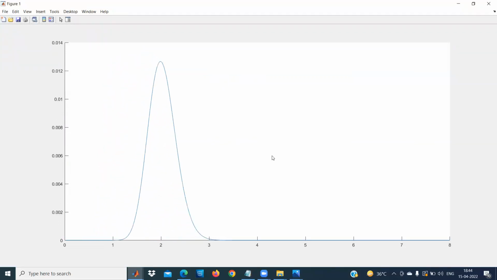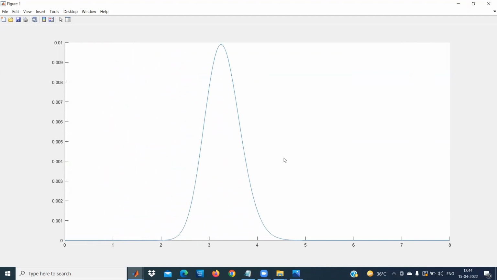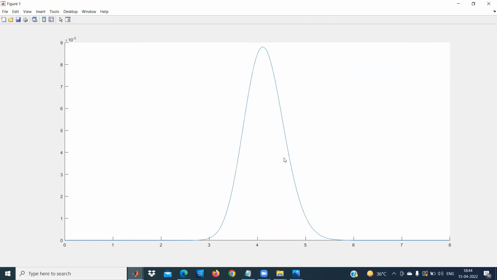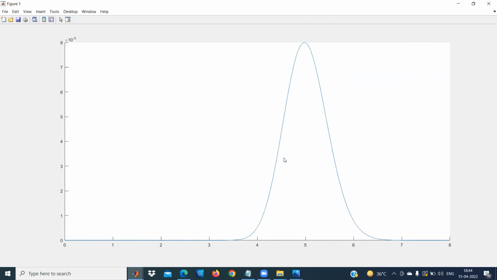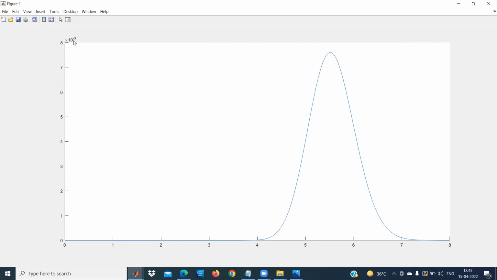Now you can see that the amplitude is decreasing. It is going in the x direction, and the amplitude is decreasing. I click. Now at the last you will see that the amplitude is very low. The amplitude started from its initial value of 0.5, but now it is 0.008. You can see here, 8 into 10 to the power minus 3. It has decreased in a very short time.